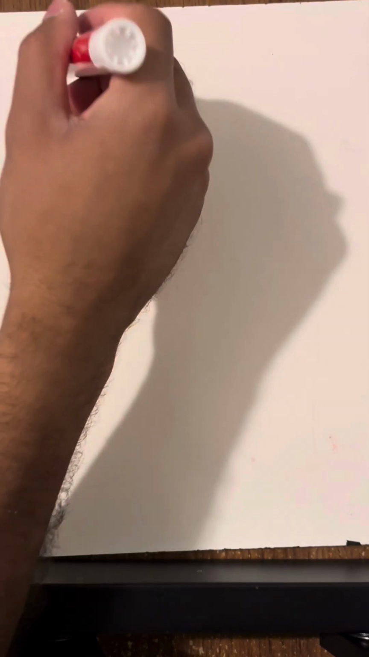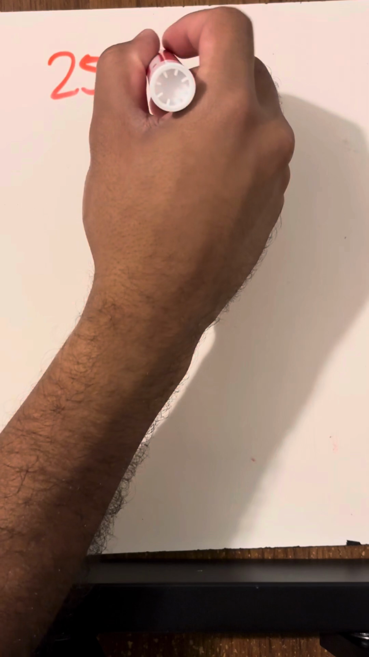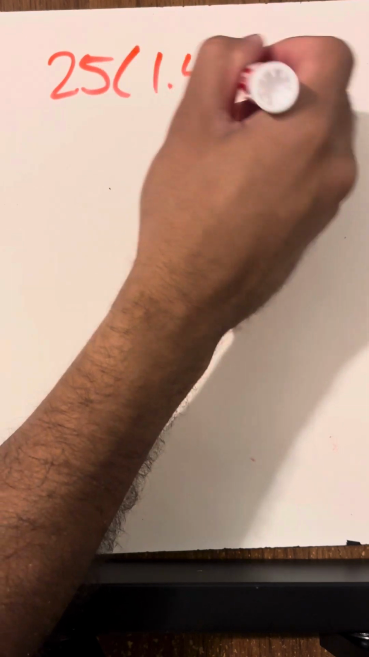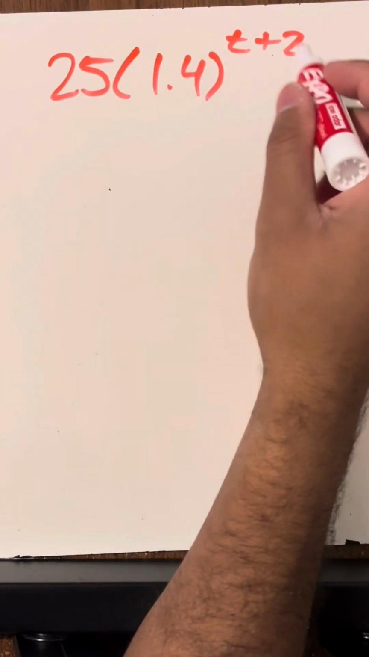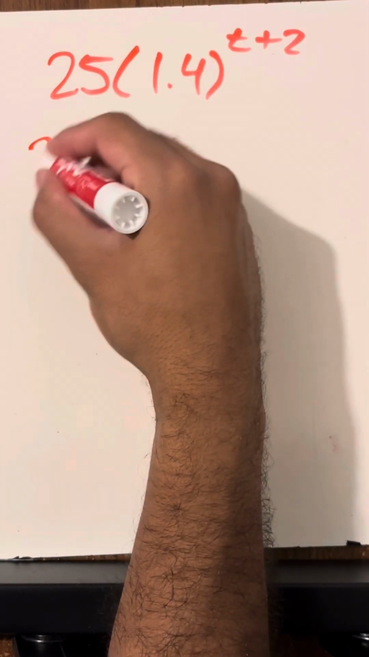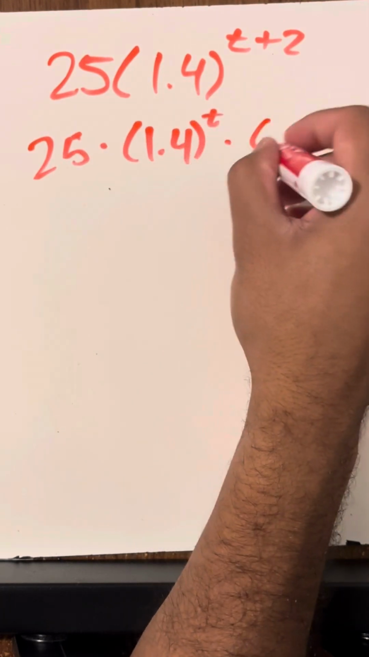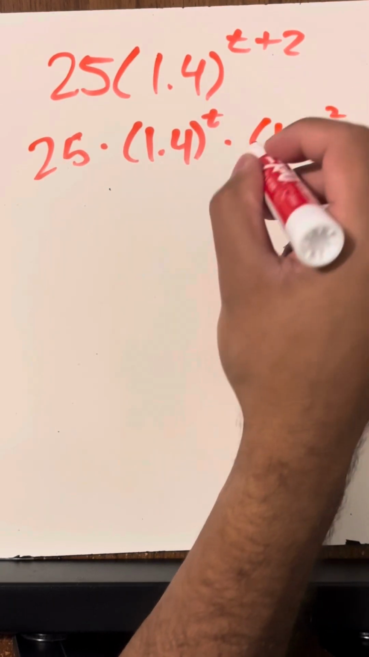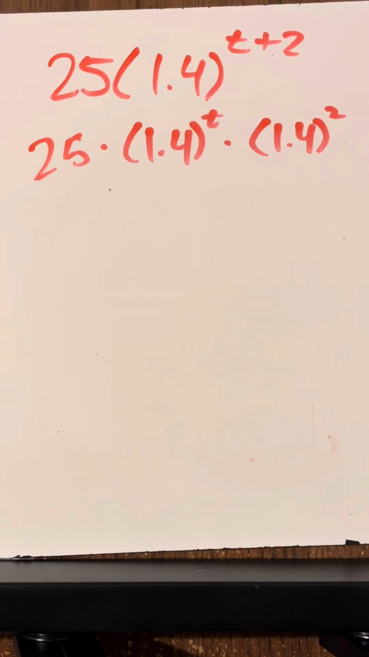All right. Let's say that we had 25 times 1.4 to the t plus 2. The rule that allows us to add exponents is when we split up the base. So it would look like 25 times 1.4 to the t times 1.4 to the 2. We've got to figure out what 1.4 to the 2 is. 1.4 squared, 1.4 to the power of 2, is 1.96.